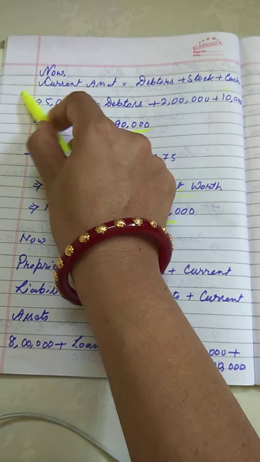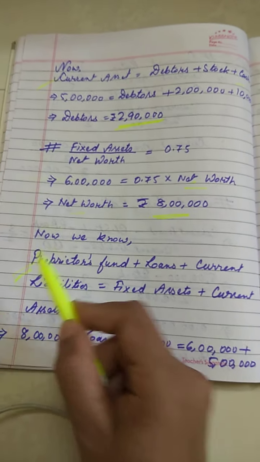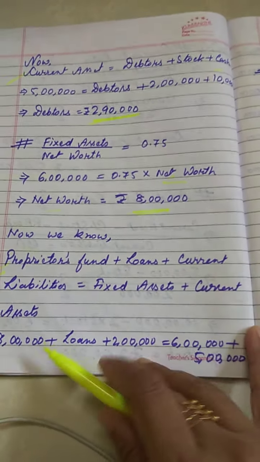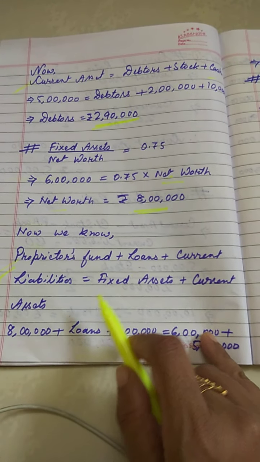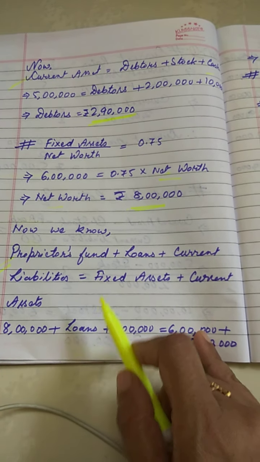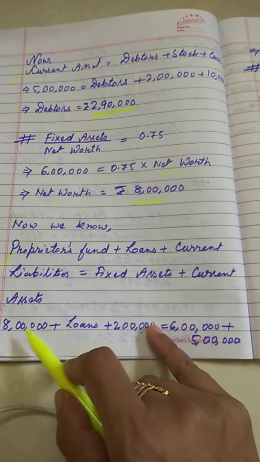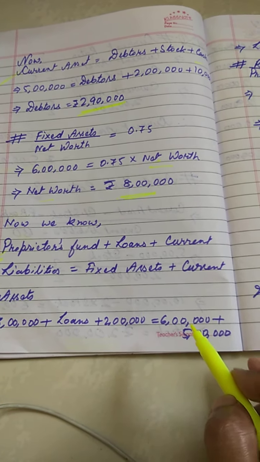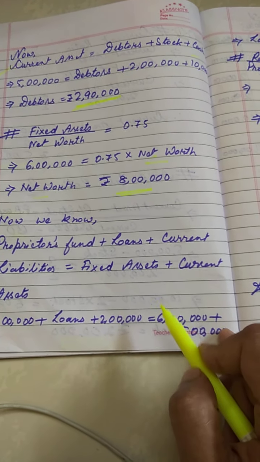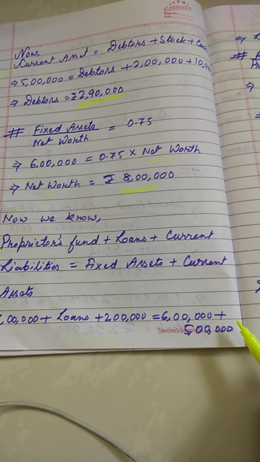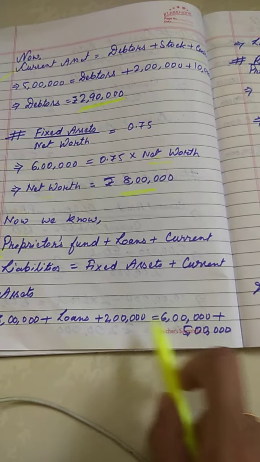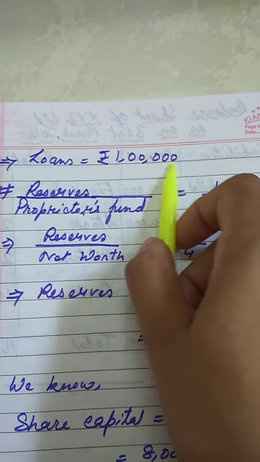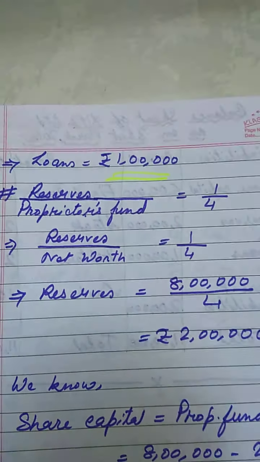This operation and this operation you have to see whether you need to perform or not, looking at your findings, okay? So accordingly we will put the amounts. Loans we don't know, we have to derive it. Proprietor's fund, that is net worth, is 8 lakh, current liability is 2 lakh, fixed asset we have taken from the question, and current assets we have derived. So we are taking all this amount and solving for loans and we are getting it as rupees 1 lakh. So this is our next finding, right?